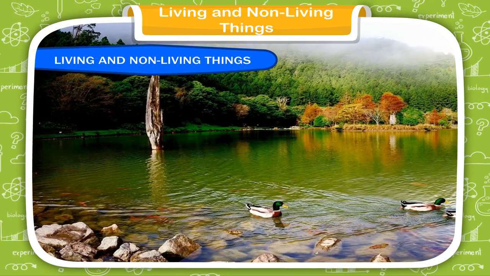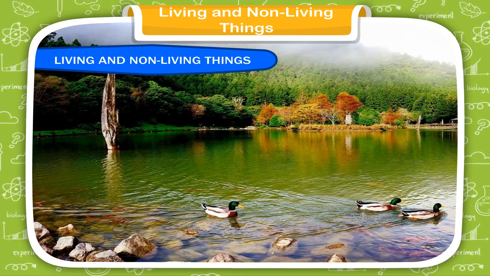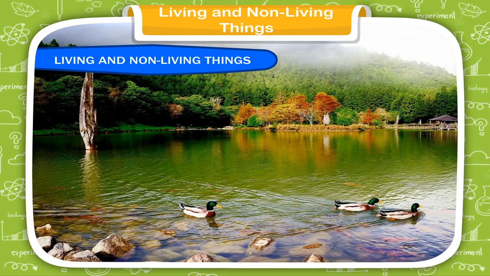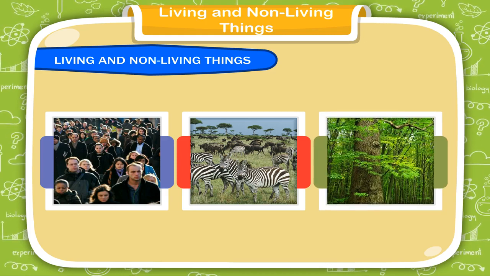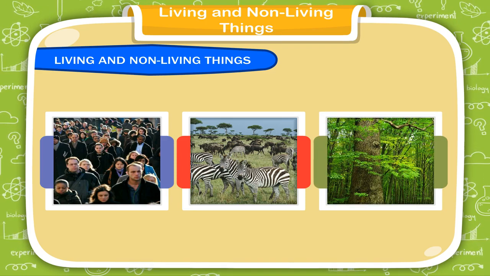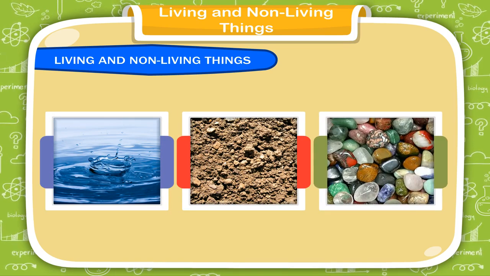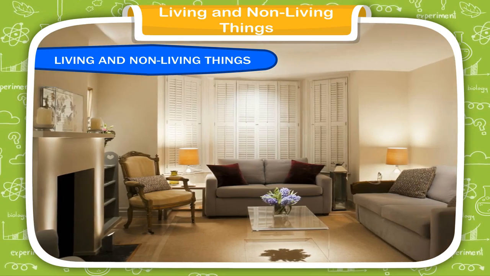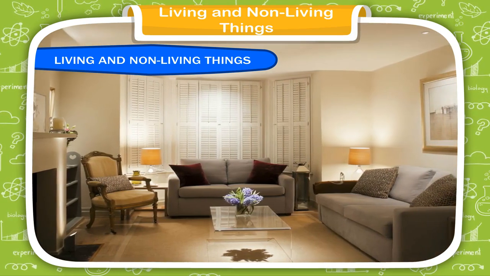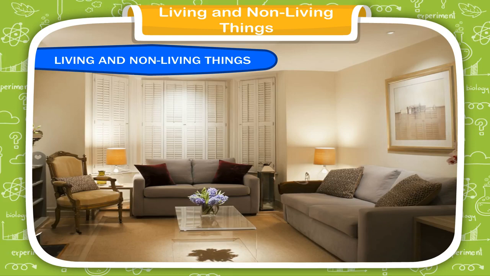Living and non-living things. As described earlier, natural things include living things and some non-living things. Things such as humans, animals and plants that have life are known as living things. Things such as water, mud, stones, etc., which have no life are known as non-living things. All man-made things are non-living things because they do not have life. There are many differences between living and non-living things.